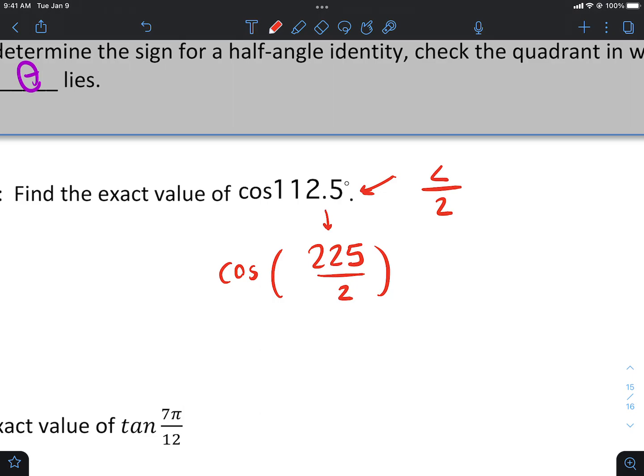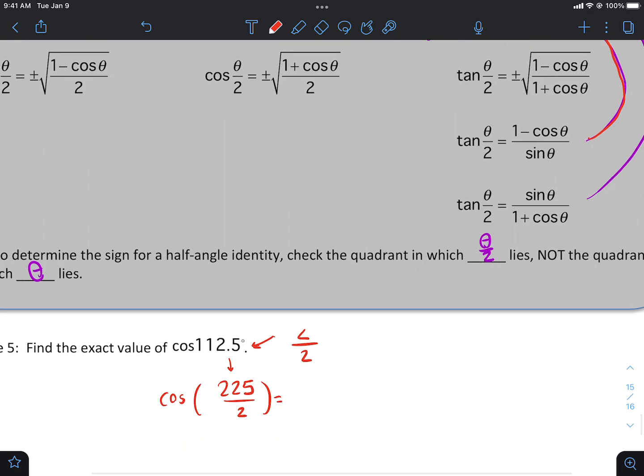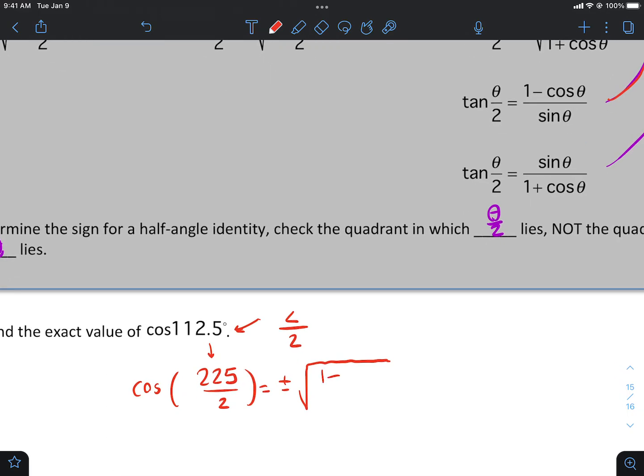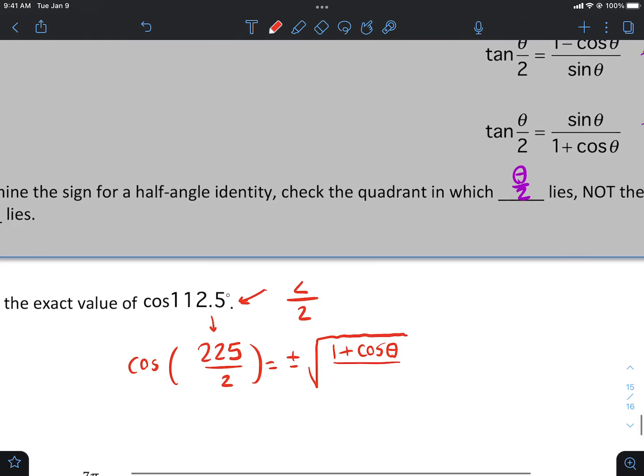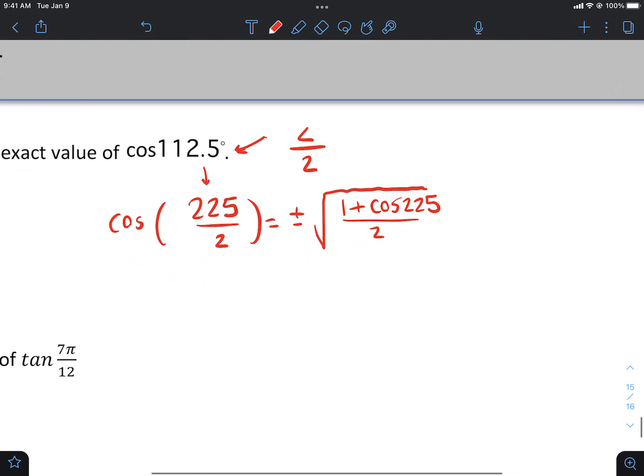Once you rewrite it in this format, we can use that cosine formula up at the top. Notice it has this plus or minus symbol, and that's because we have to consider what quadrant this is in. We'll address that at the very end, though you can do it at the beginning if you want. Then it's the square root of 1 plus cosine of your angle theta, over 2. So instead of using 112.5, we replace theta with 225, because we actually have that angle on our unit circle.